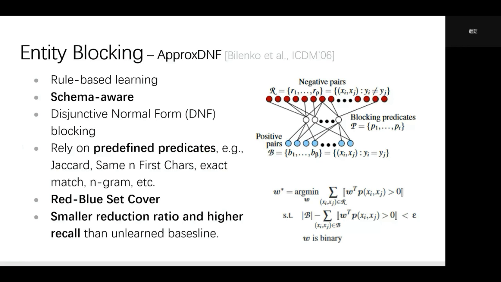Each predicate is assigned a binary value w, and the objective is to make sure that the selected predicates do not satisfy as many negative pairs as possible, but satisfy as many positive pairs as possible. In experiments, ProbDNF shows a smaller reduction ratio and higher recall than unlearned baselines.